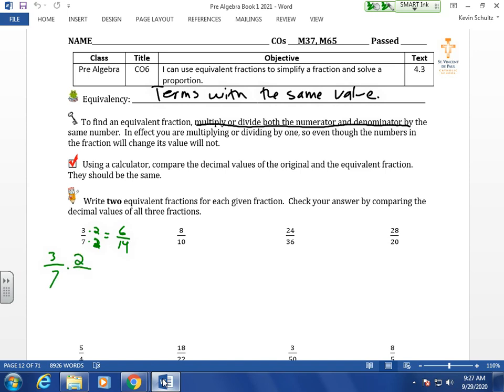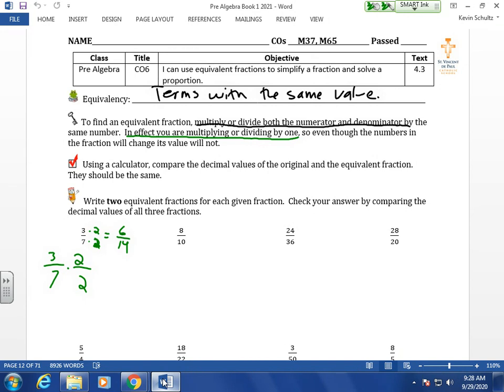3/7 times 2 over 2. Think about multiplying fractions going straight across. This is essentially what we just did here, right? Multiplying both the numerator and the denominator by the same number. In effect, you are multiplying or dividing by 1. So even though our numbers change, 3 becomes a 6, 7 becomes a 14, because I multiplied by 1, the value stays the same. So equivalent fractions or equivalent values might look different, but they have the same value.